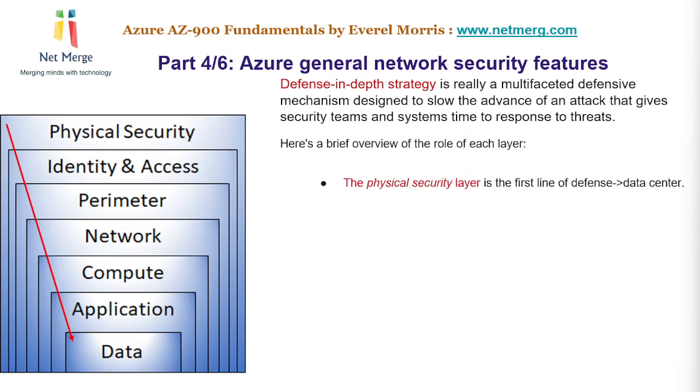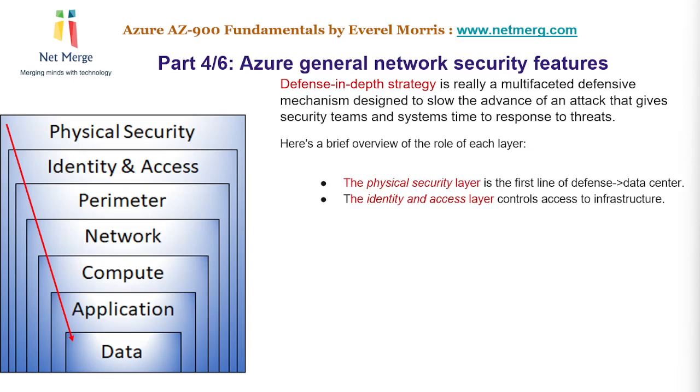So the physical layer is the first line of defense for your data center, and that is physical security. We're talking about surveillance, biometrics, your palm read that you would use to enter into a building, biometrics for your iris scan. So all that type of security is physical security, and it's the first layer. It's the security on the building. How do you get access to the actual physical building? So that is the first step in the defense strategy.